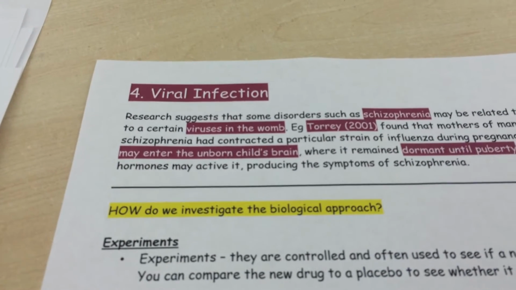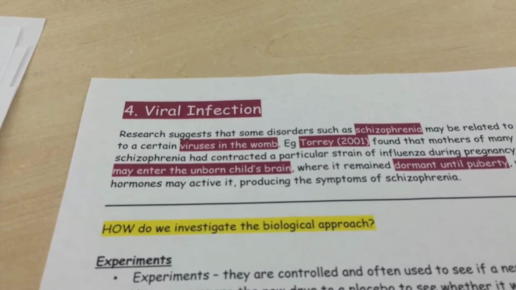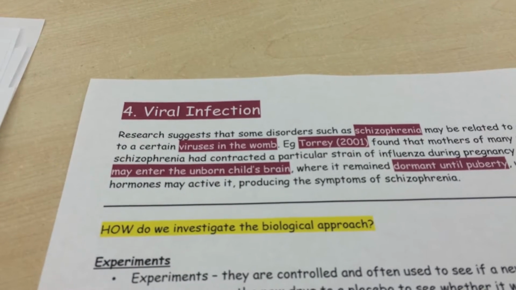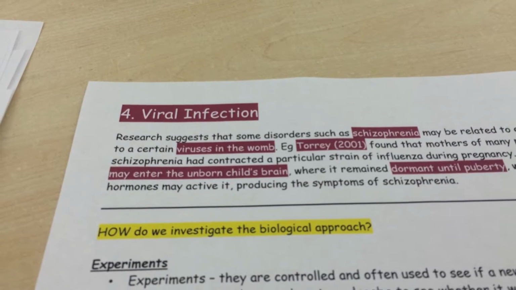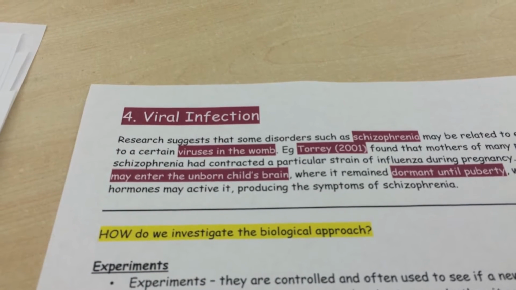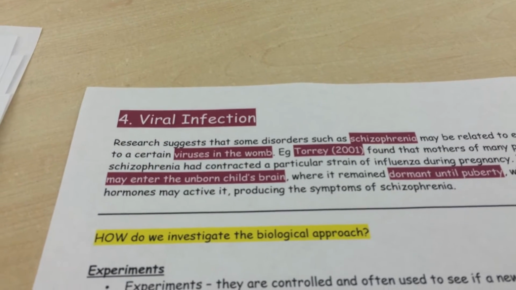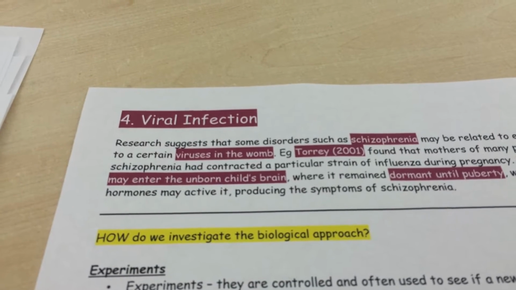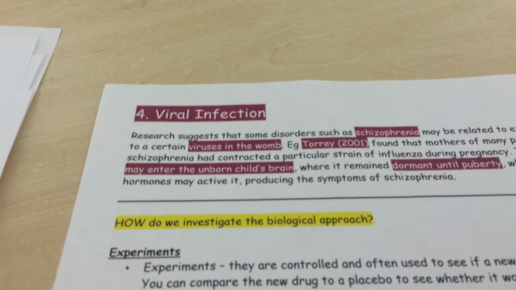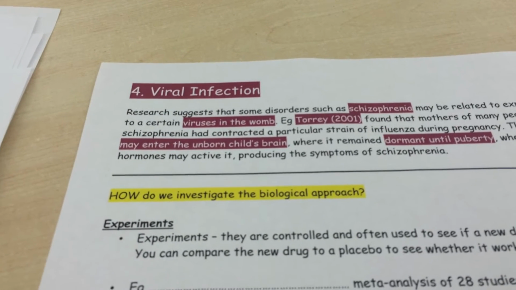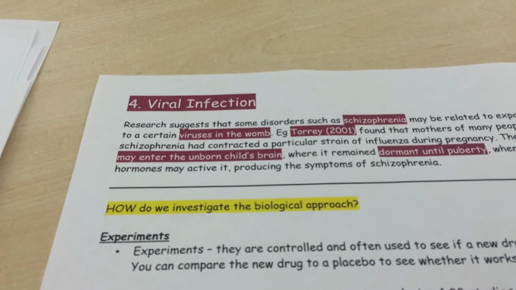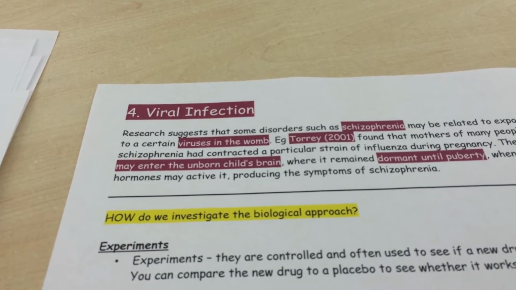Research suggests that some viral infections can lead to disorders. For example, Torrey, 2001, found that the mothers of many people with schizophrenia had contracted a particular strain of influenza during pregnancy. The virus may enter the unborn child's brain, where it remained dormant until puberty, when other hormones activate it, producing the symptoms of schizophrenia.